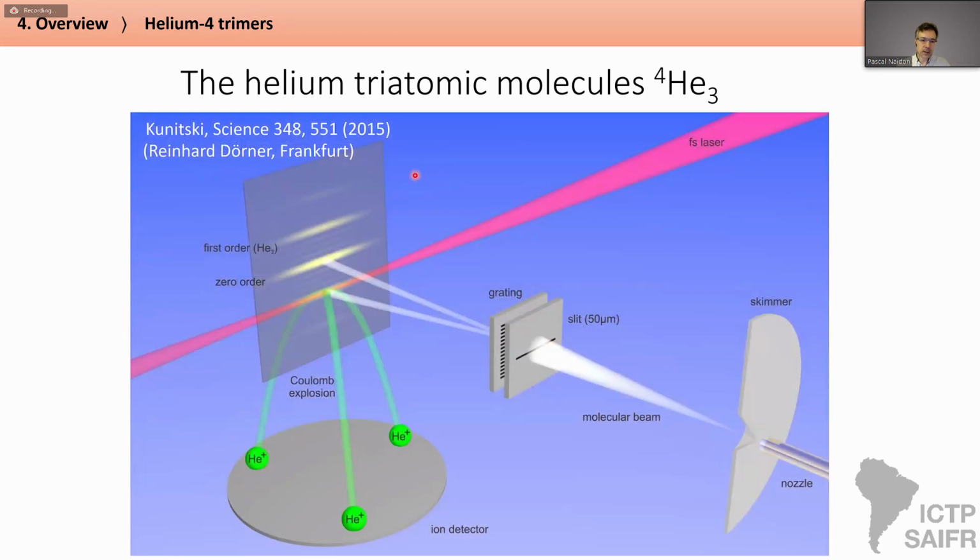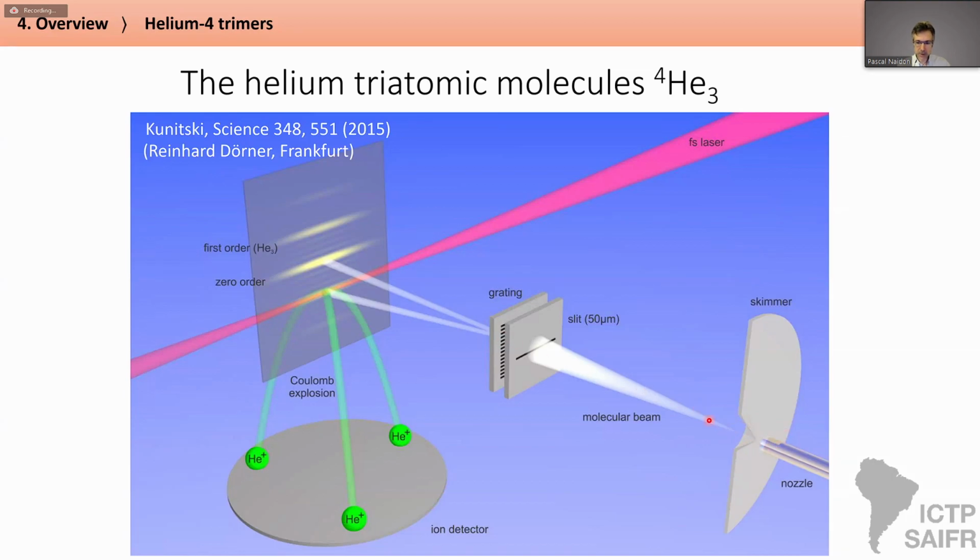So the experiment that revealed these states was done in Frankfurt in the group of Reinhard Döhner. I forgot if you already had it, or Professor Dorte Blumer will describe this experiment in detail, because she was involved in the theoretical analysis of this experiment. But let me explain briefly how it works.